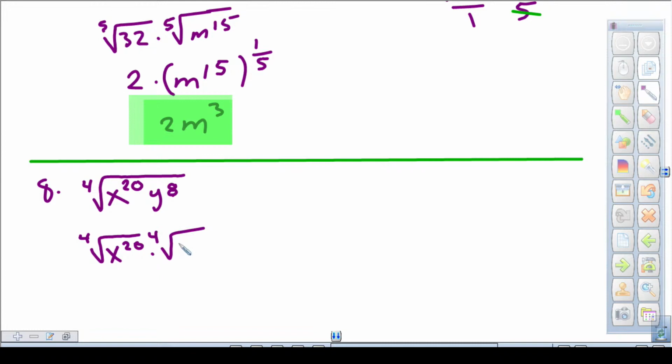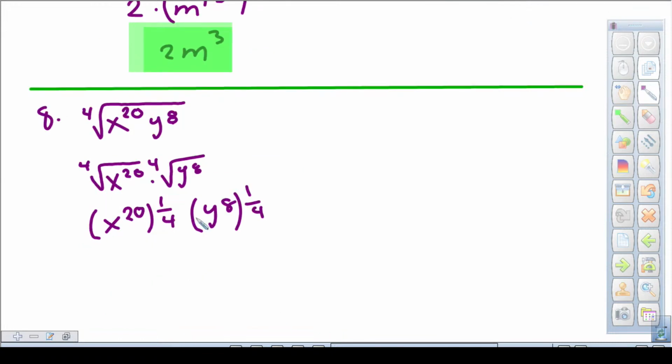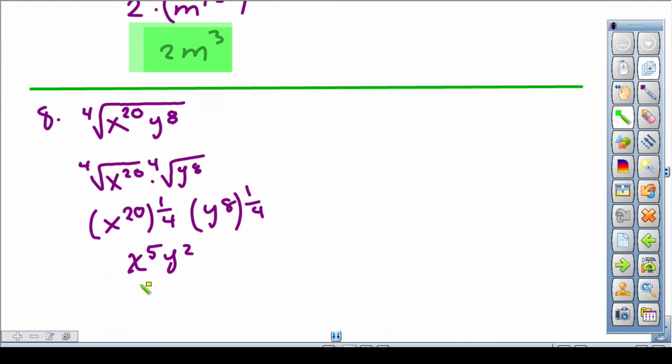4th of y to the 8th. And basically I'm gonna make this guy a fraction, right? So x 20th power raised to the 1/4, y 8th raised to the 1/4. And if you look closely here, 20 over 4 is 5. That's x to the 5th power. And y 8 over 4 is 2. That's y to the 2nd. And voila, that's it. That's all it takes. Simple as that.